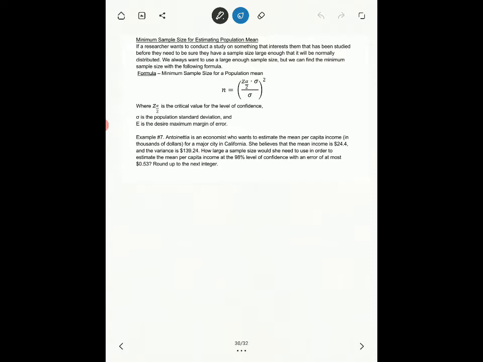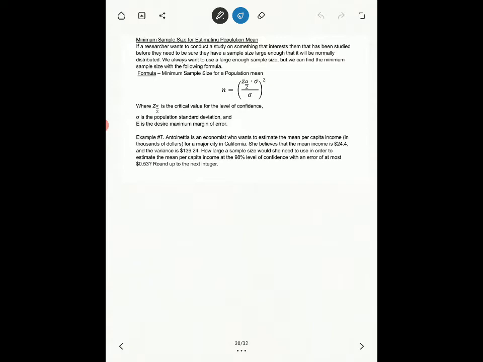Minimum sample size for estimating population mean. If a researcher, or anybody, wants to conduct a study on something that interests them that has been studied before, they need to be sure they have a sample size large enough that it will be normally distributed. We always want to use a large enough sample size, but we can find the minimum sample size by following this formula. I know that we're supposed to use at least 30, but more is always better to make sure that it is distributed normally.